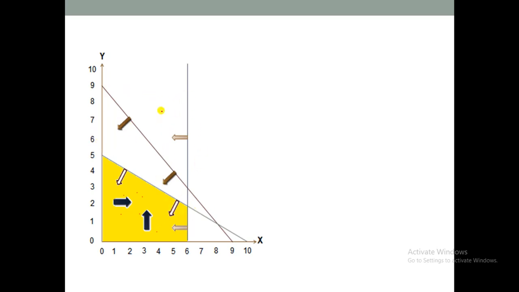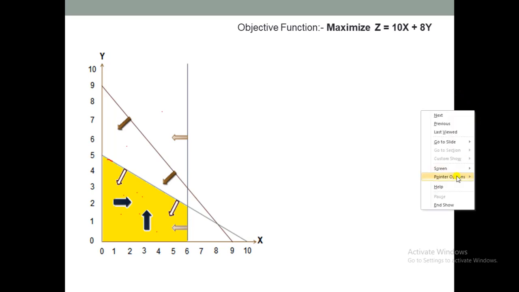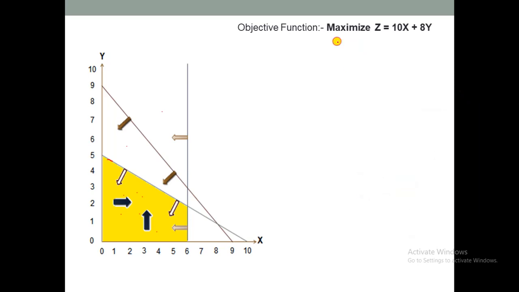Now suppose I take a point here, it will not satisfy the limitation by this line or by this line. If I take a point here, it will not satisfy the limitation by this line. So this is going to be the common region, which is called the feasible region. Our objective function is maximize z equal to 10x plus 8y. Now the next step is to calculate the corner points and then the value of z. One by one we will see the corner points.